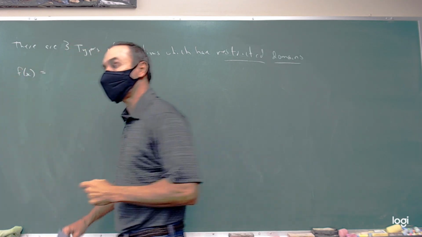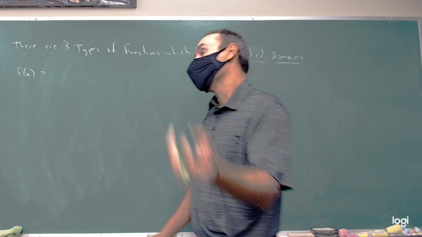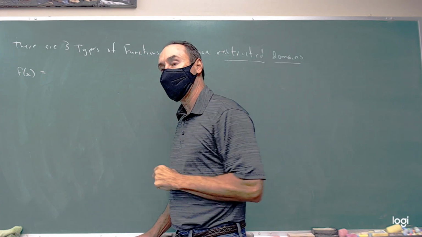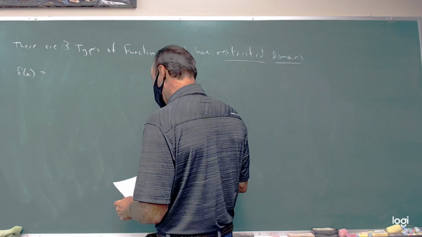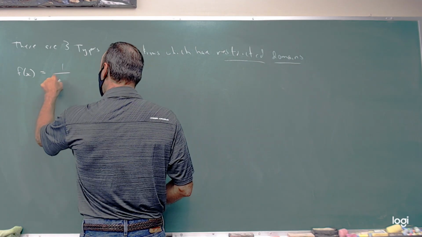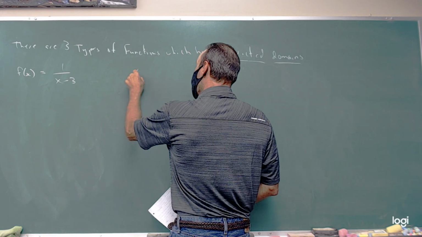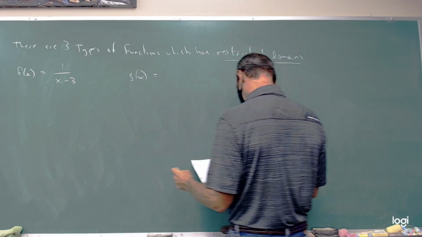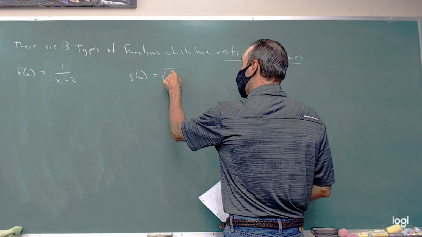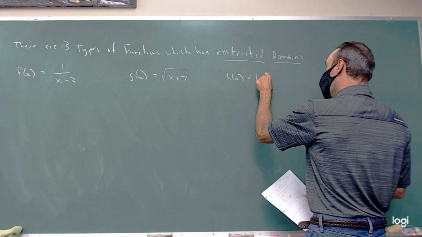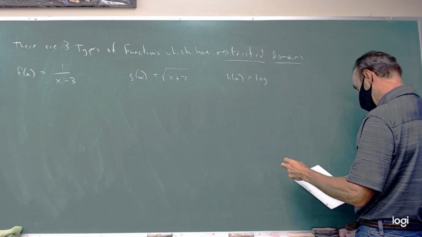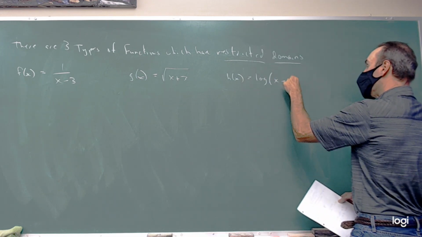I'm going to first do just the domain, and then we're going to come back to this and use our graphing calculators and try to find the range, which is a harder question. So let's look at f of x equals 1 over x minus 3, g of x is equal to the square root of x plus 3, and h of x is equal to the logarithm of, let's say, x minus 4.